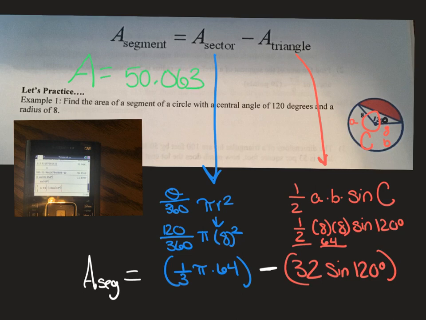50.063. And remember, story problems have story answers. It doesn't have a label on the units, or on the radius, so we're just gonna call it units squared. So that is your answer for practice number 1. So let's go try practice number 2, or example number 2 on page 71.